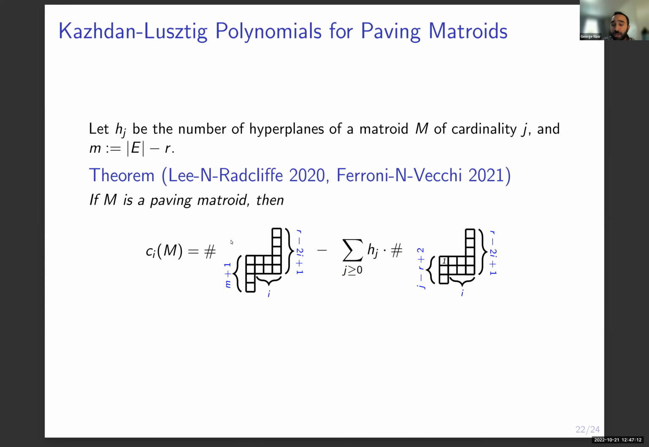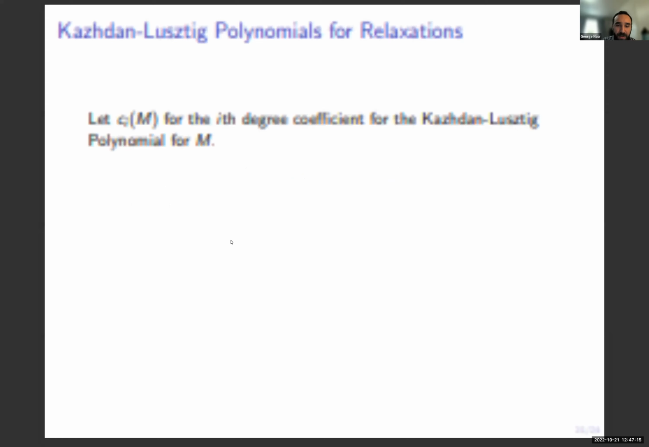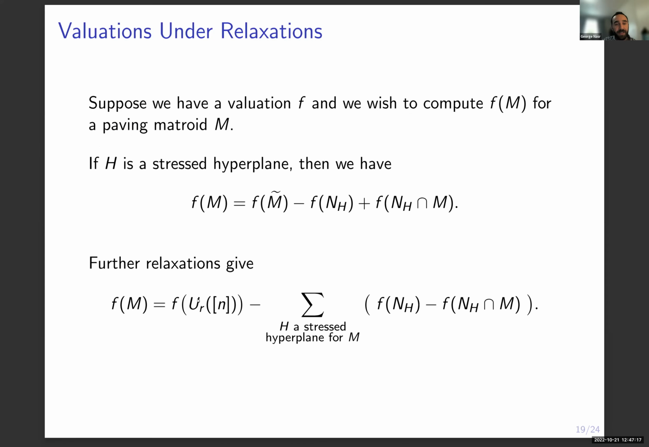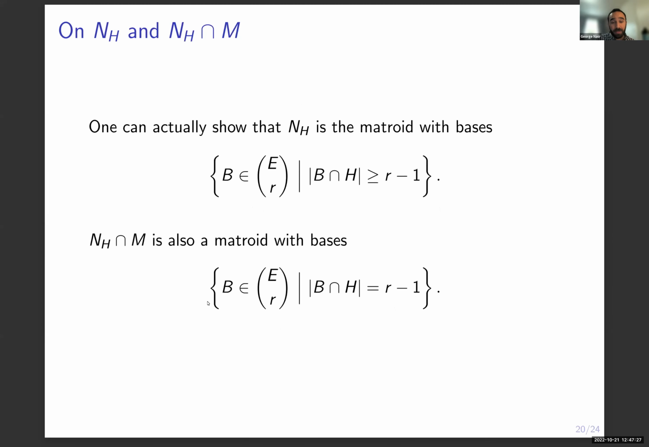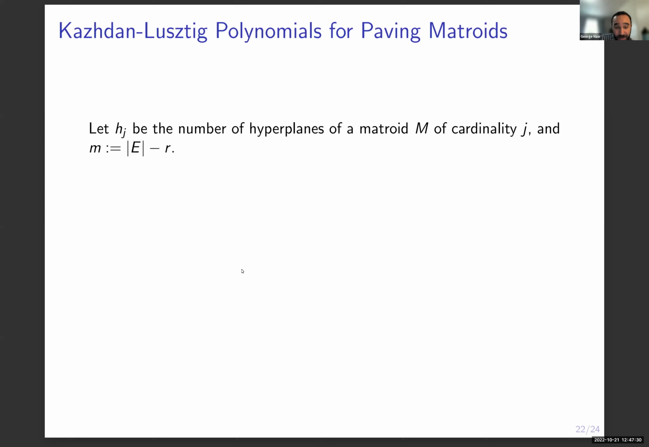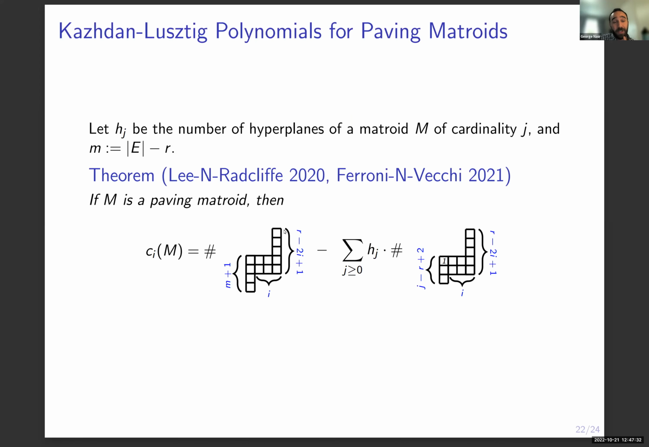And this formula should be a little bit reminiscent of what I wrote down here. It's a term minus a sum of a bunch of terms corresponding to a hyperplane. And indeed, what I'm suggesting is true, that the first term I wrote is the ith degree coefficient of the Kazhdan-Lusztig polynomial for the uniform matroid. And this is the difference of those Kazhdan-Lusztig polynomials in that second term in the sum. So this is the case of the Kazhdan-Lusztig polynomial that I computed. And so that's the result for Kazhdan-Lusztig polynomials.